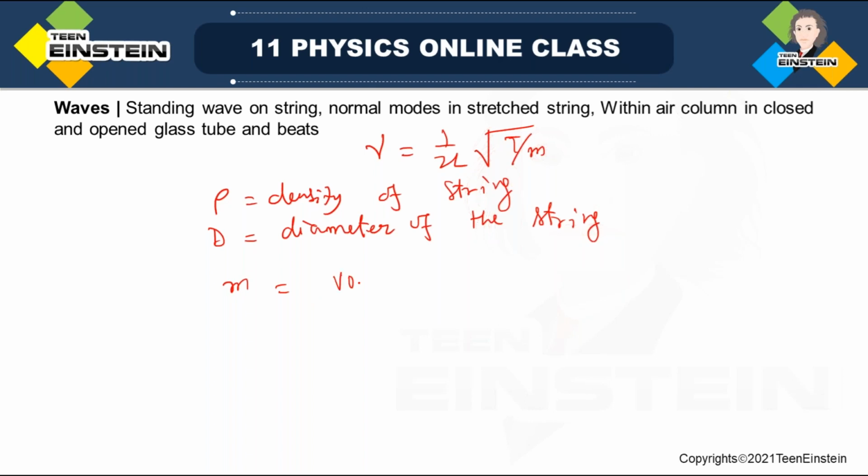This is the volume of unit length into the density.